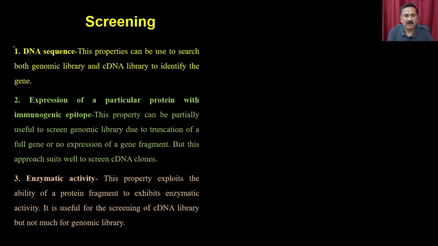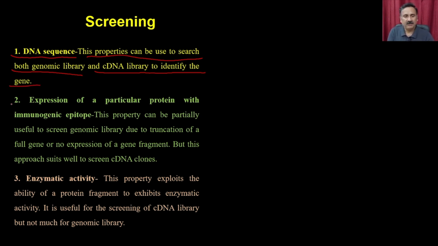So as I said, you have three choices. Either you can use the DNA sequence. This property can be used to search both the genomic library and the cDNA library to identify the gene or the clone of your interest.